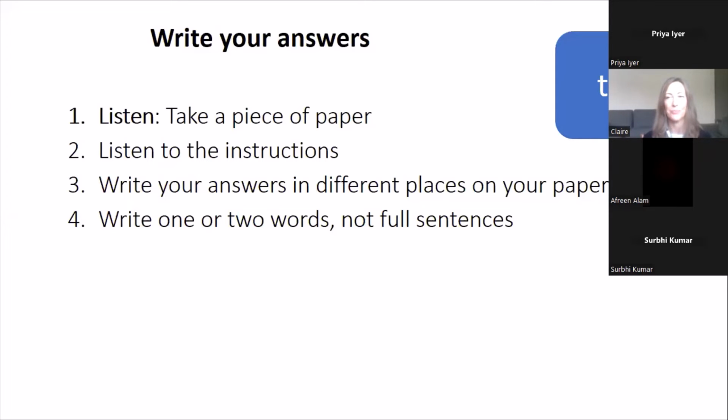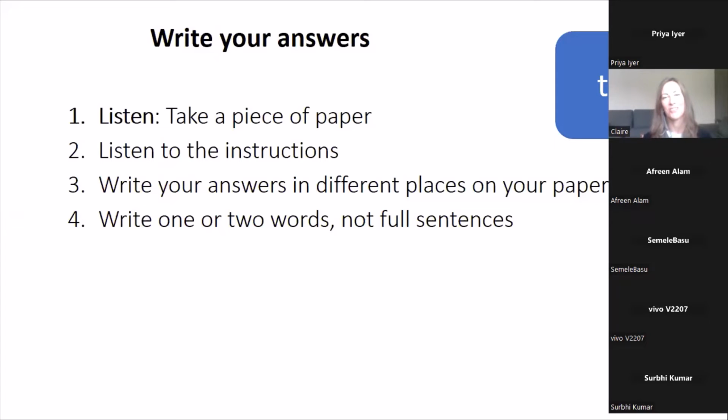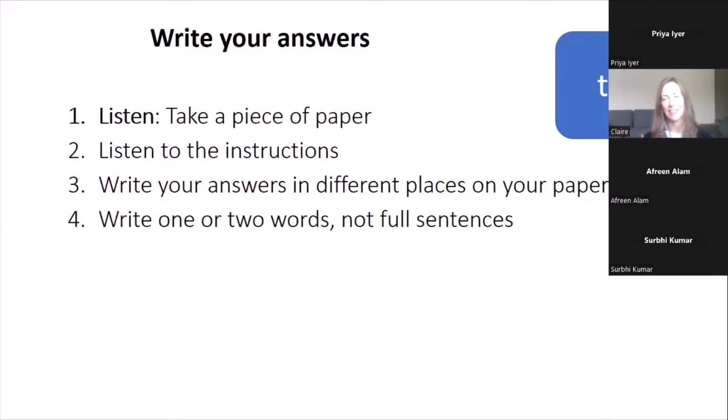That's my suggestion. And please write one or two words for each instruction, not a full sentence. So for example, if I say, write an activity that is exciting, you might write watching football or running a race, something like this. But I'd like to see them in a different order. Okay, that was just my example.